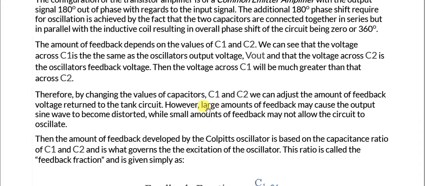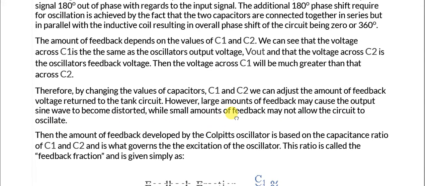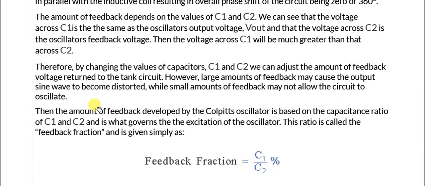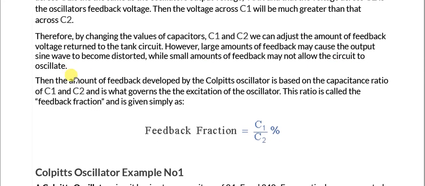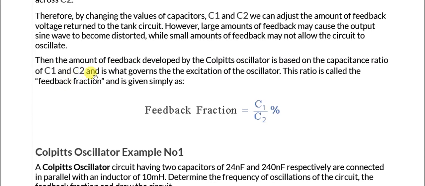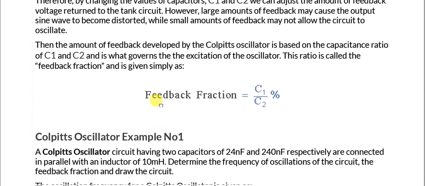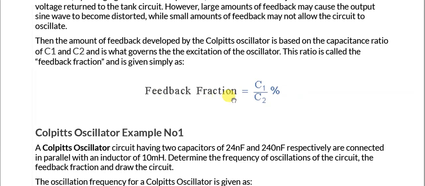A large amount of feedback may cause the output sine wave to become distorted, while a small amount of feedback may not allow the circuit to oscillate. So the amount of feedback developed by the Colpitts oscillator is based on the capacitance ratio of C1 and C2, and this is what governs the excitation of the oscillator. The ratio is called the feedback fraction and is simply given as feedback fraction equals C1 by C2 percent.